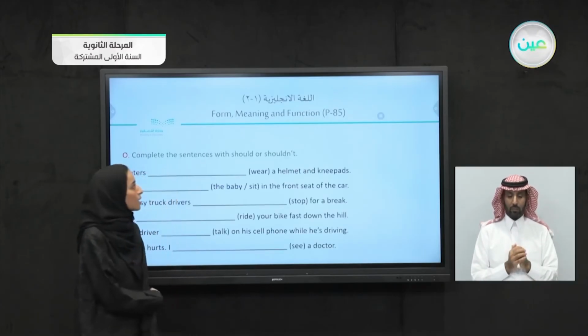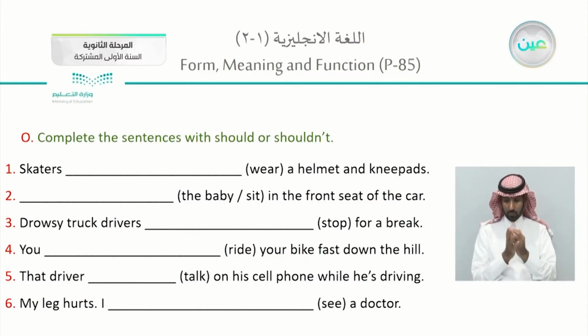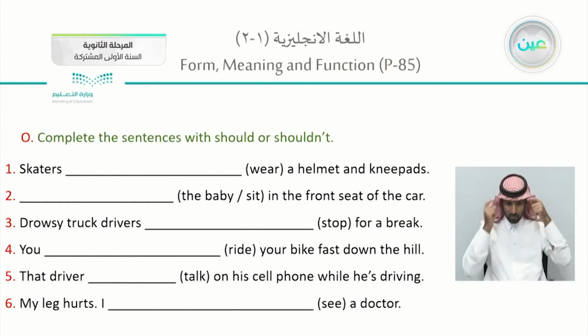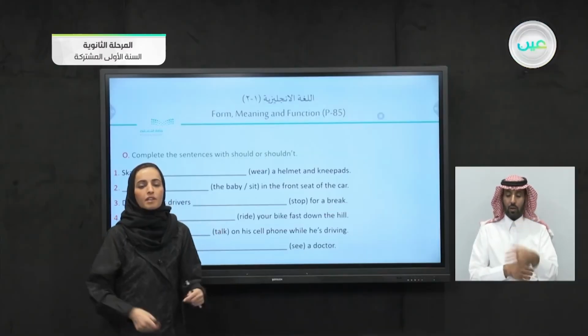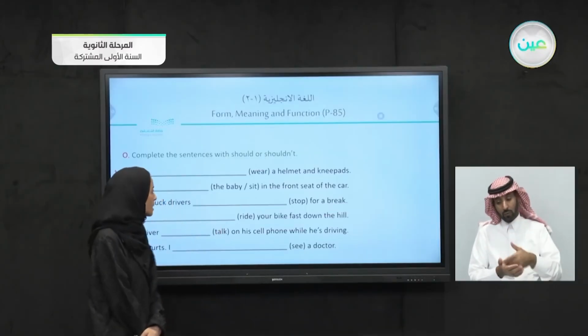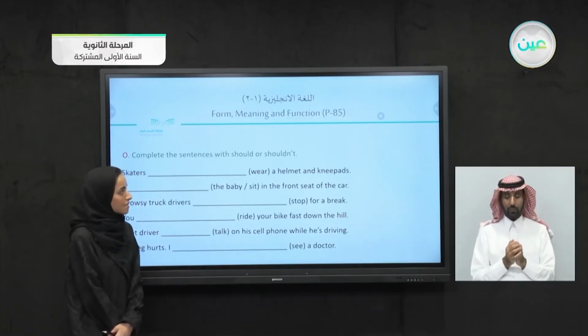So these they are. Also in your books, page 85, and this time we're speaking about should and shouldn't. So, exercise O. Complete the sentences with should or shouldn't. So we're having the verb, and based on the meaning, you will choose whether you will use should or shouldn't. Skaters, people on skates, wear a helmet and knee pads, protect their heads and their knees in case they fall. So wear helmets and knee pads.